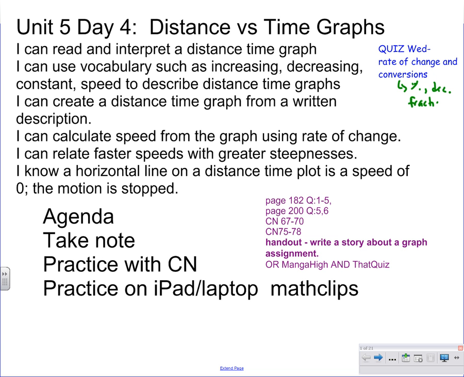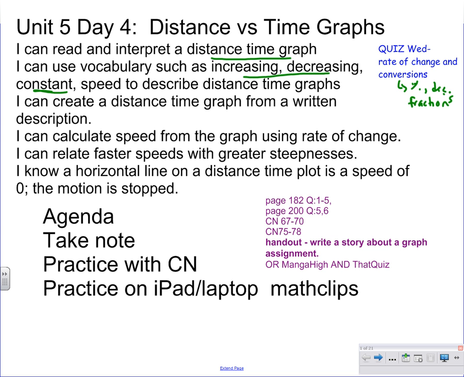So our goals today are to be able to read and interpret a distance time graph as we did on Friday, and we want to use vocabulary such as increasing and decreasing. So we talked about on Friday the runner increasing his distance from the starting line as he ran away from the starting line, or decreasing his distance from the starting line as he ran towards it. We also talked about constant, so that was if he was running at a constant pace. That's what we saw when we saw the straight line segments.